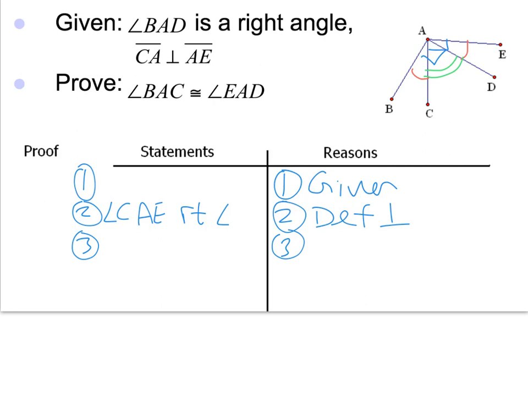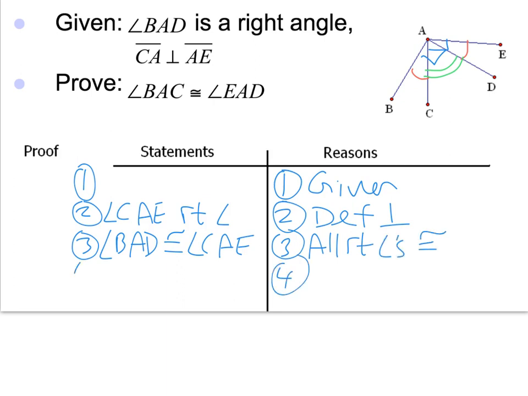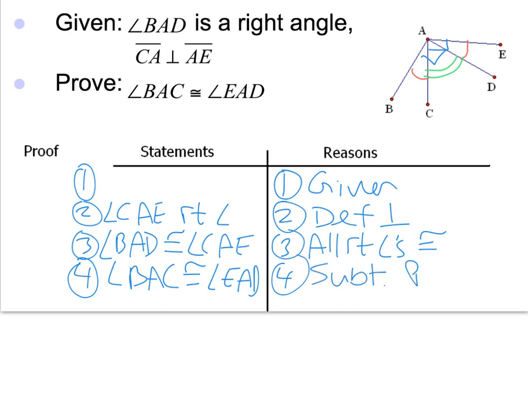Okay, so now I've got BAD and CAE are right angles, so I can say that angle BAD is congruent to angle CAE. All right angles are congruent. So if those guys are congruent, and I take away CAD, what am I left with? Angle BAC is congruent to angle EAD. And what property did I use? Well, I went from big to small, so that'd be the subtraction property.